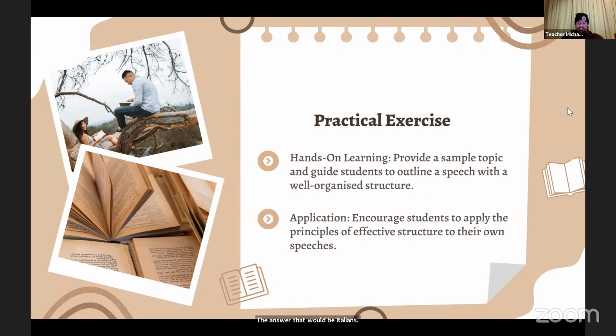Okay, and the final step. The final step is practice.